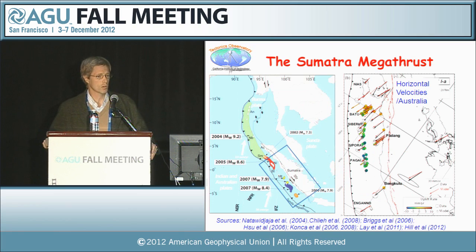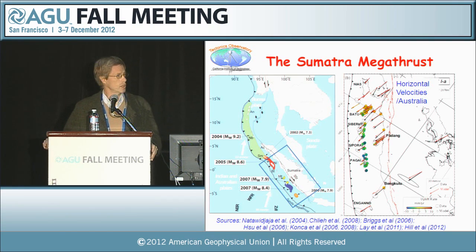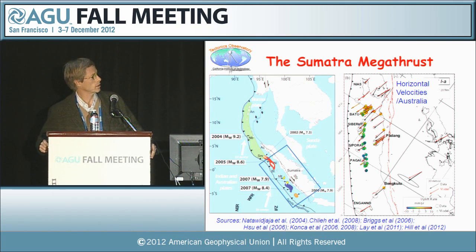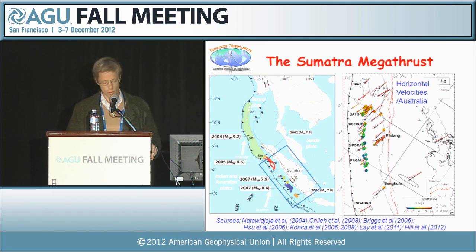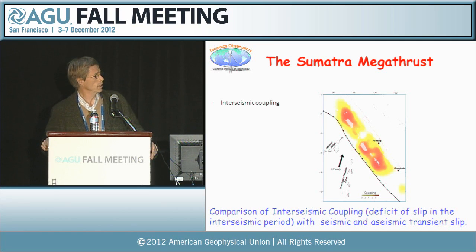So let's move now to Sumatra. We have quite a lot of information from geodetic and paleogeodetic studies about interseismic coupling and also the time evolution of slip along that portion of the megathrust over the last few years following the great Sumatra earthquake of 2004. So let's start with the interseismic coupling pattern.